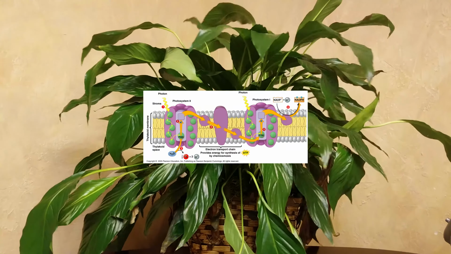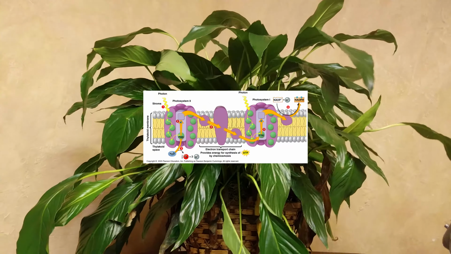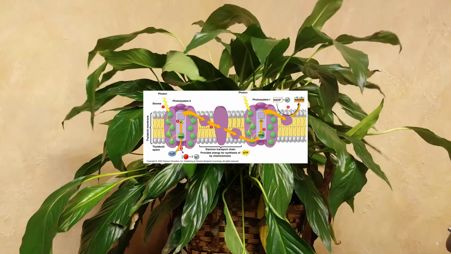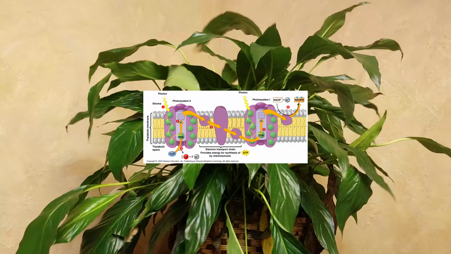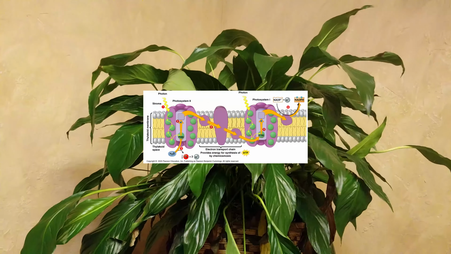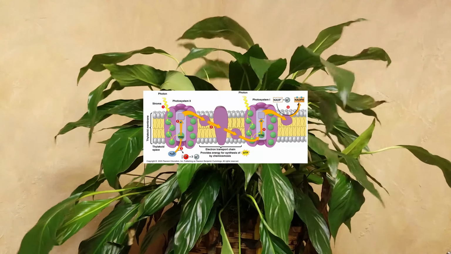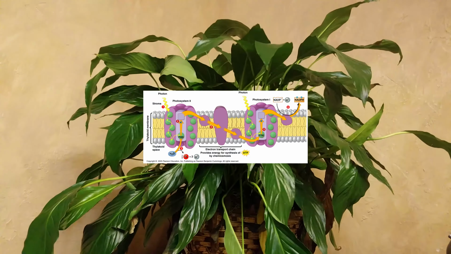In photosystem 1, electrons are passed down a second electron transport chain through the protein ferredoxin. The enzyme NADP plus reductase then catalyzes the transfer of electrons from ferredoxin to NADP+. This ends up in NADPH being produced. The next part of photosynthesis is the Calvin cycle.